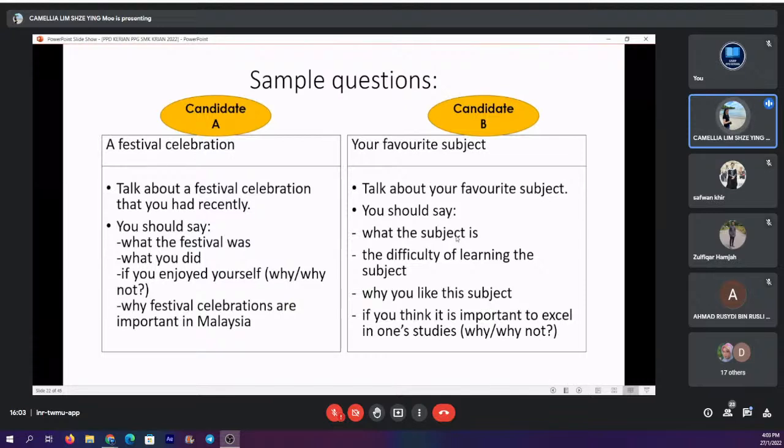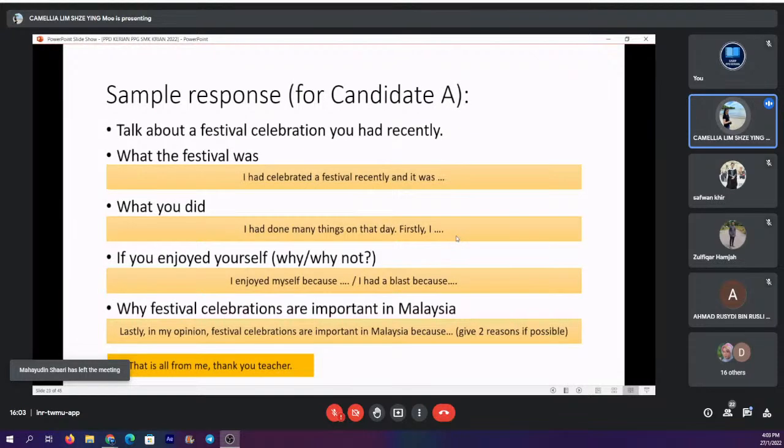So remember teachers, I did mention the tips before, right? Please tell the students when you see the question, please identify the tenses used. All right, as you can see here, for candidate A, the tense used here is past tense. So this will be the sample response for candidate A.